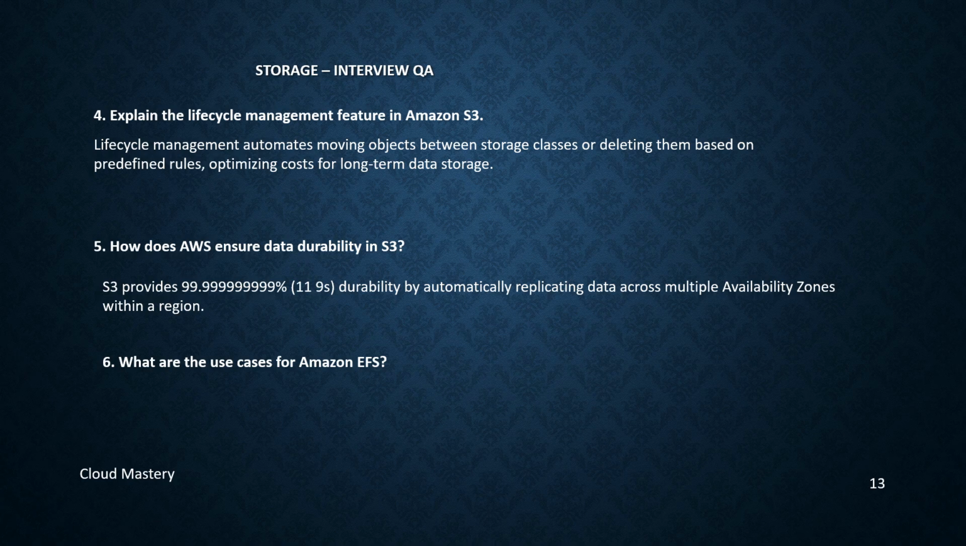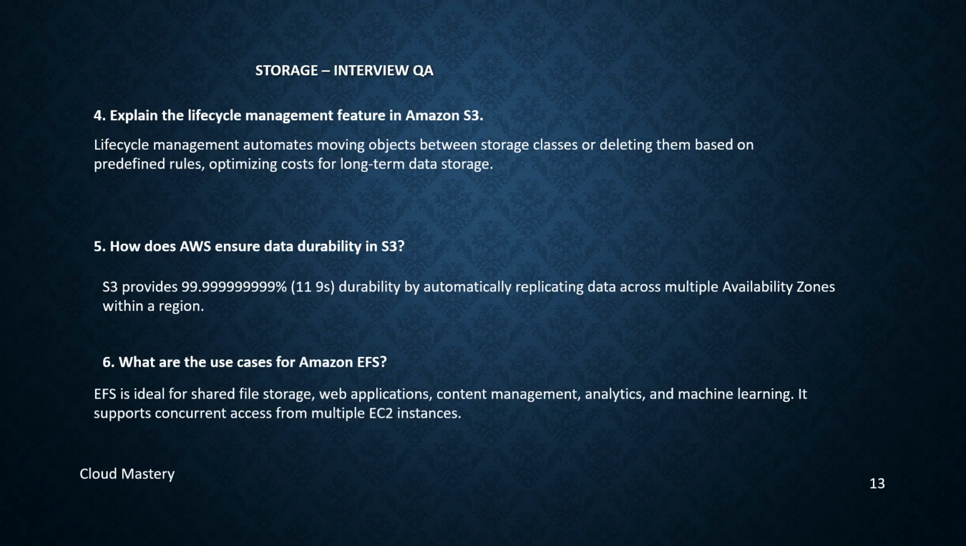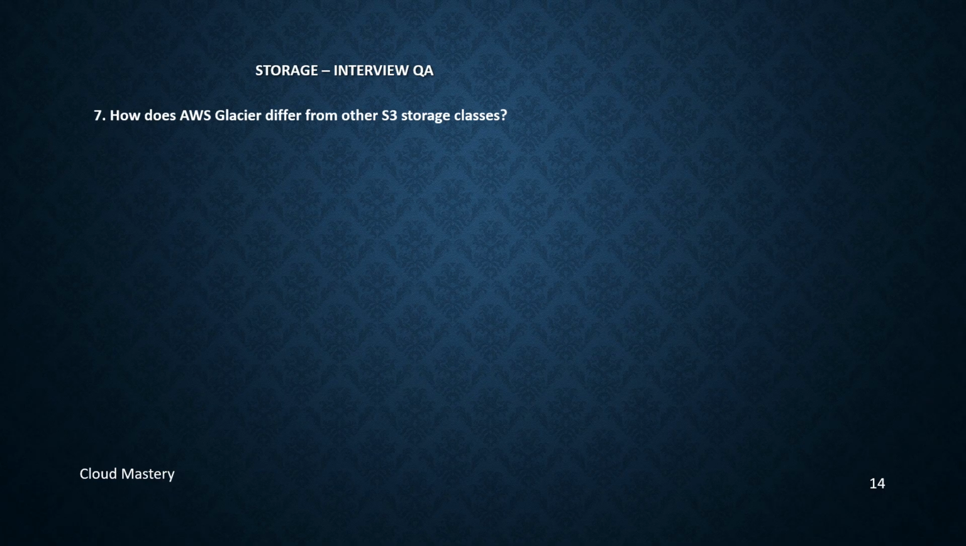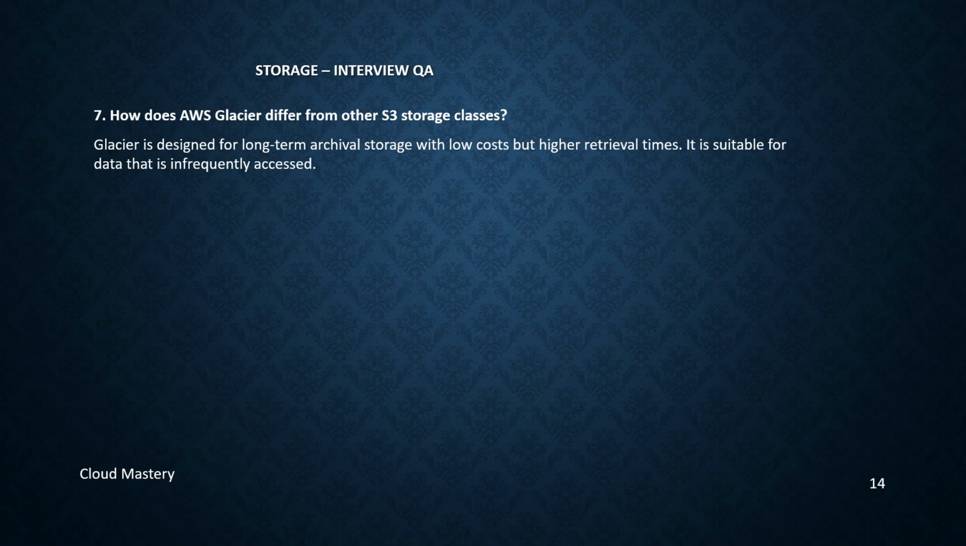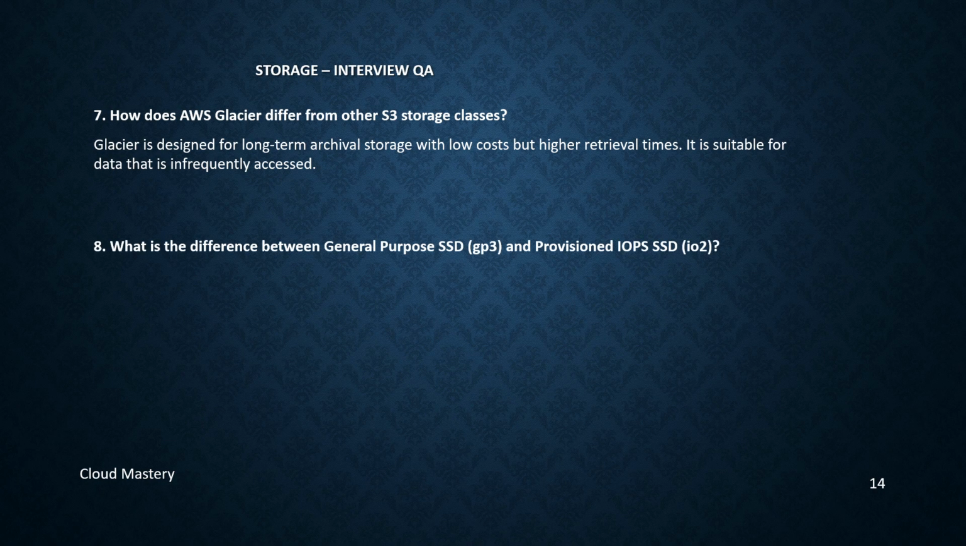Then the next question could be, what are the use cases of Amazon EFS? As I already covered, EFS is ideal for shared file storage, like web applications, content management, analytics, and machine learning. So for any kind of applications you have, web applications and SAP HANA, or satellite applications, you can always go with the EFS storage class to offer to clients. Okay, let's move to the next question. How does AWS Glacier differ from other S3 storage classes? So Glacier is designed for long-term archival storage with low cost but higher retrieval times. So it is suitable for data that is not frequently accessed. That is the way you can explain it to the interviewer.